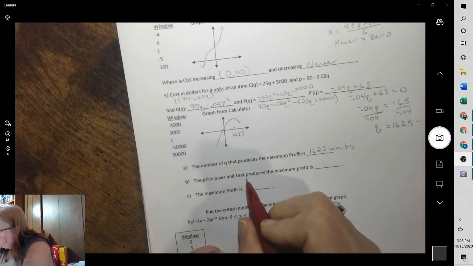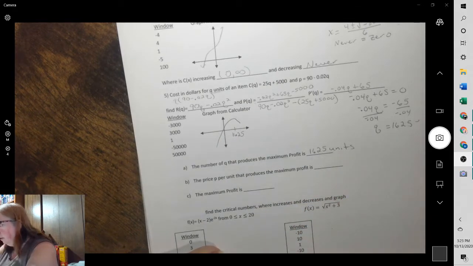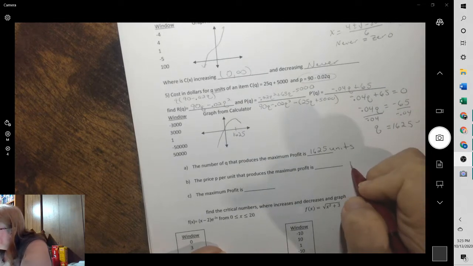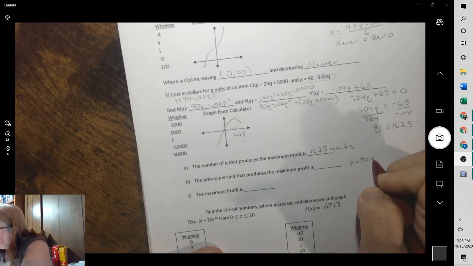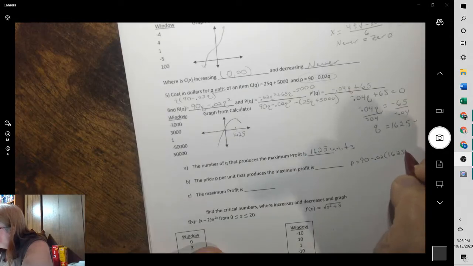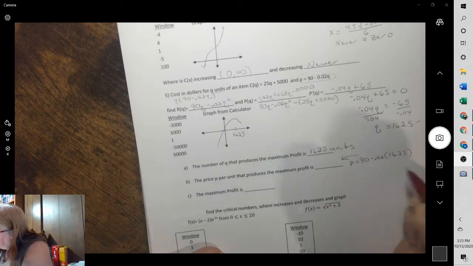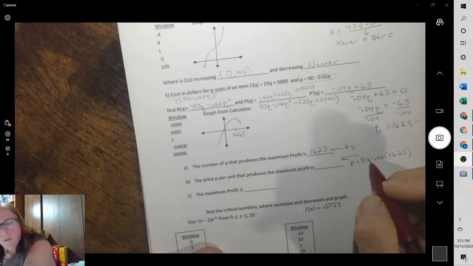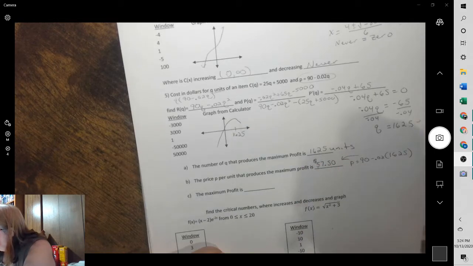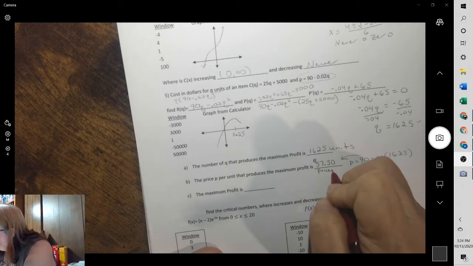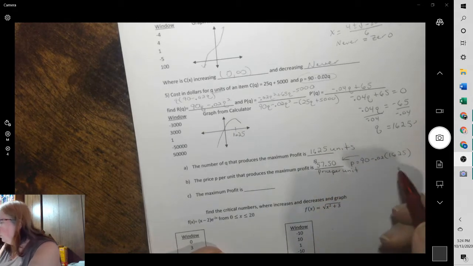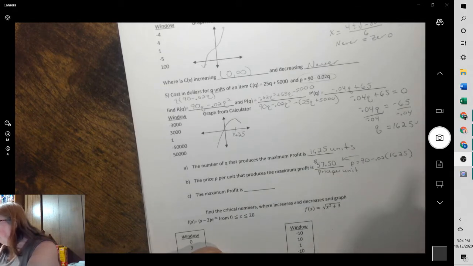For the price per unit for the maximum profit, we would use the price equation. So price equals 90 minus 0.02 times the Q, which was 1625. And that will give us the price. The price per unit is $57.50. So if you calculate this, you get $57.50.